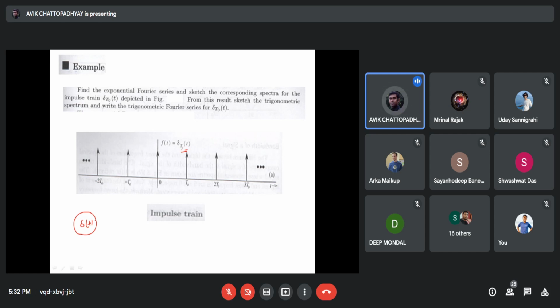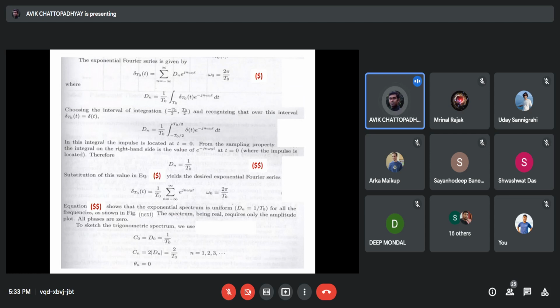And another assignment I have given: any arbitrary aperiodic function is given to you. Now you have to make it periodic. What mathematical operation exactly do you have to apply to make that function periodic in general? That is another assignment I have given to you. You just do it. Now, from the result, you have to sketch the trigonometric spectrum and write the trigonometric Fourier series for this. This is the question. This is the impulse train, or train of impulses, right? Or periodic impulse function. Any language you can use.